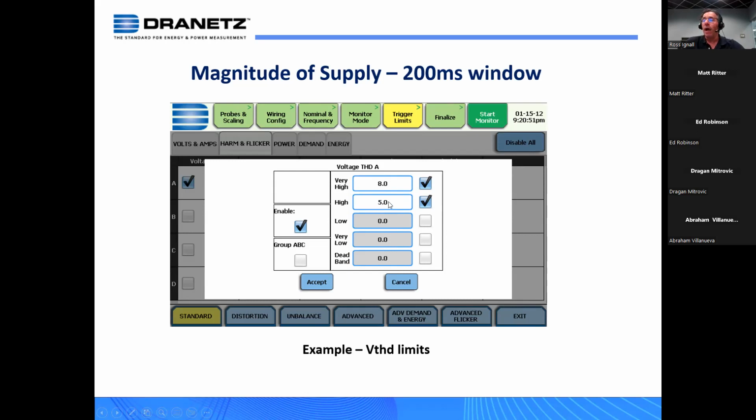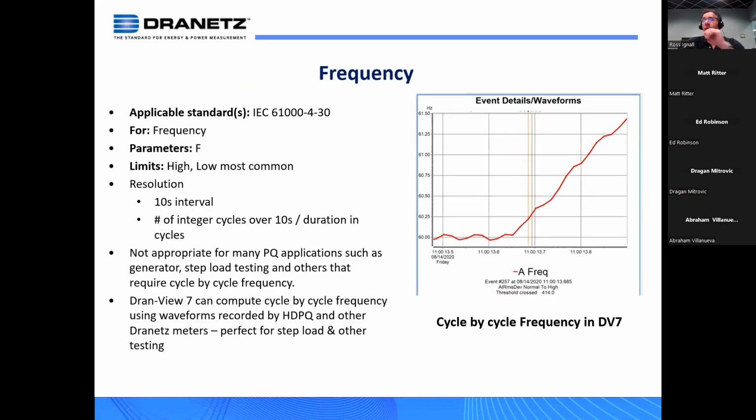If it goes high, it's kind of a warning. If it goes very high, consider it a serious problem, and the same thing for maybe very low. Most of our customers typically use just the high and the low limits to simplify it, but you have these additional capabilities if they are there. And again, this is a snip directly from the setups of an HDPQ family product.